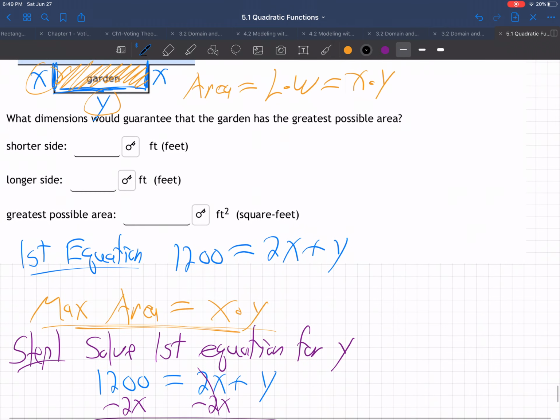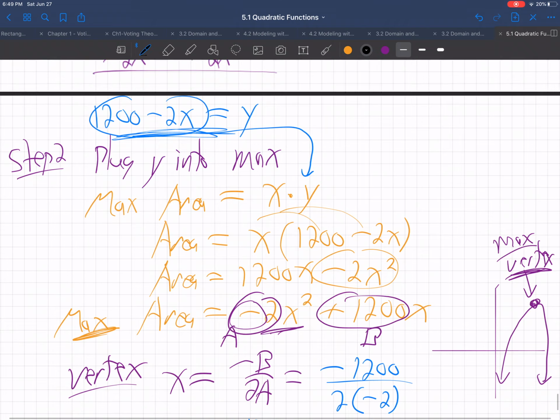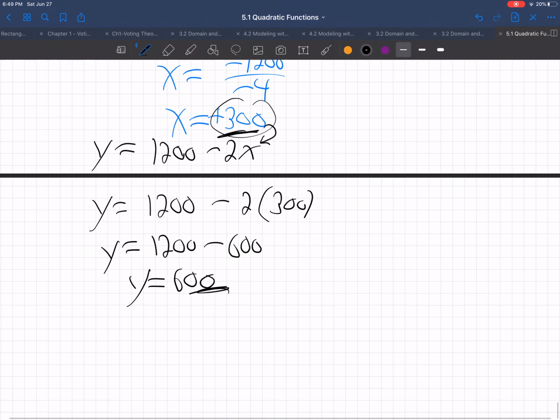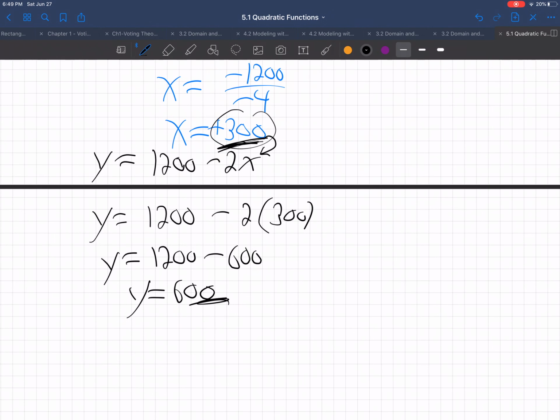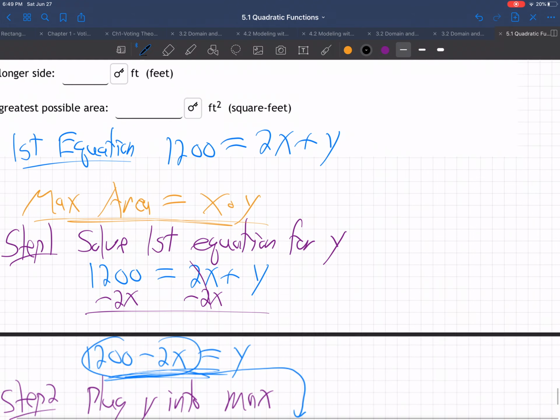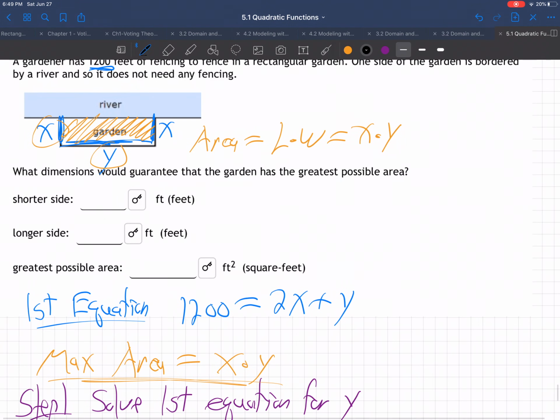Let's go back up. So x, I already forgot, what was it? X was 300. Yeah, right there. X is 300, y is 600. So this is 300, this is 300, and this is 600. So the shorter side is 300. The longer side is 600.